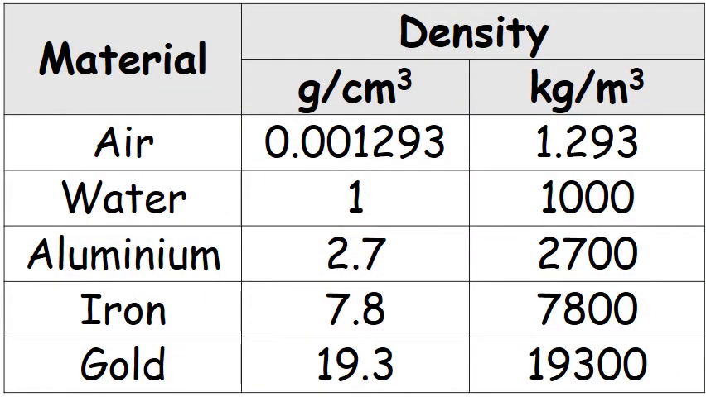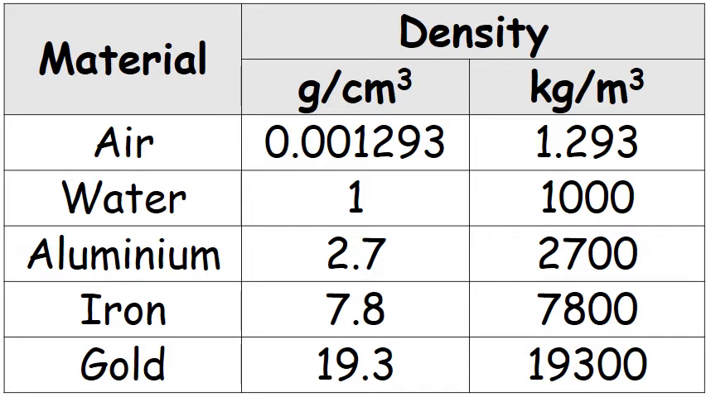So look at this table now. In the first column we've got the materials, and then in the second and third column we've got different values of density. The second column is the value of density in grams per centimeter cubed, while the third column is the value of density in kilograms per meter cubed. So these are typical examples of approximate values of densities for certain materials. We've got air, water, aluminium, iron and gold.